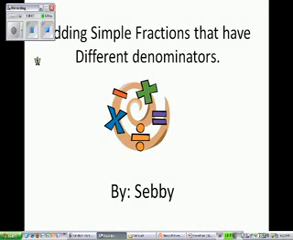Hi, I'm Sebi, and today I'm going to be showing you how to add simple fractions that have different denominators.